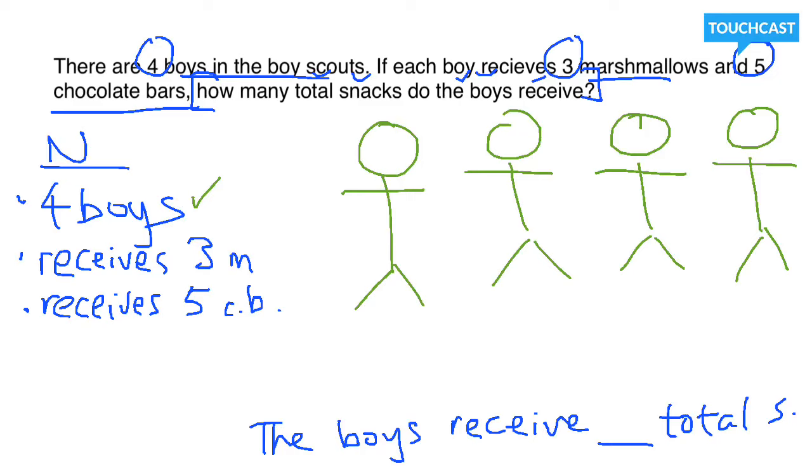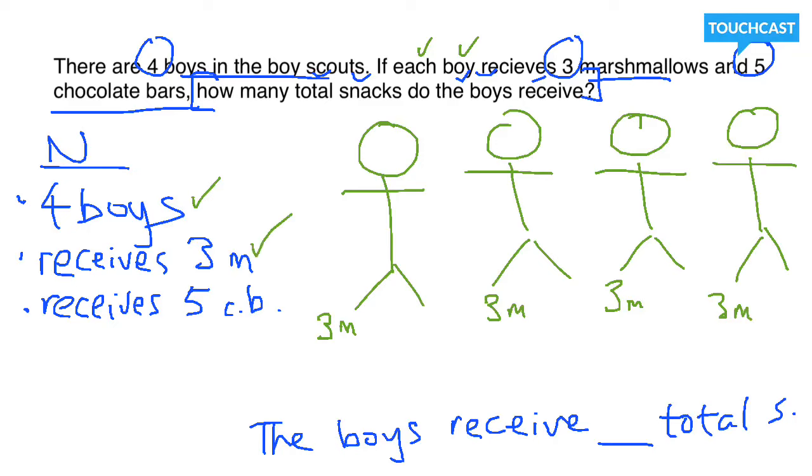So this boy receives 3 marshmallows. This boy receives 3 marshmallows. This boy receives 3 marshmallows. And this boy receives nothing because no one likes him. What? That's not what the problem says? Just kidding. Each boy receives 3 marshmallows, so he gets 3 marshmallows too. Sorry, I don't know who you are.